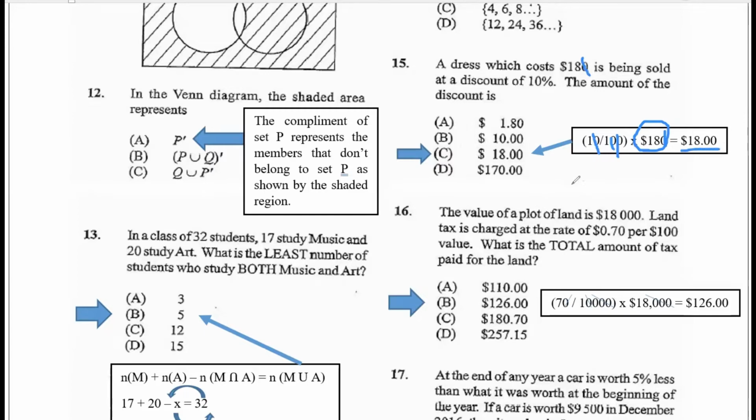Now, they did not ask for the price of the dress after discount. They asked just for the discount. And that's $18. That's something students have to be mindful of.